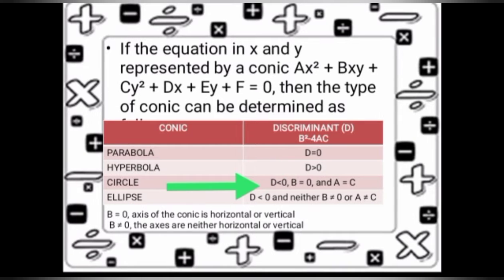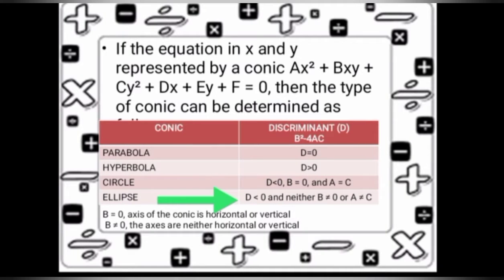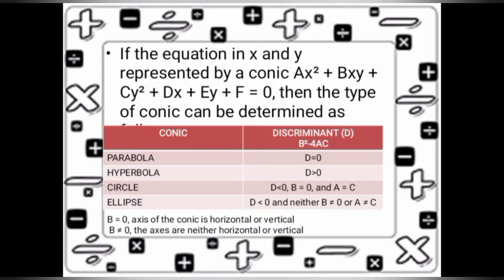Now what if it is a circle? If it is a circle, the discriminant should be less than 0, b should be equal to 0, and a is equal to c. Lastly, the ellipse. We can say that the conic section is an ellipse if the discriminant is less than 0 and either b is not equal to 0 or a is not equal to c. So that's it. Just look at this table so that you will be able to identify what type of conic section the given equation is.